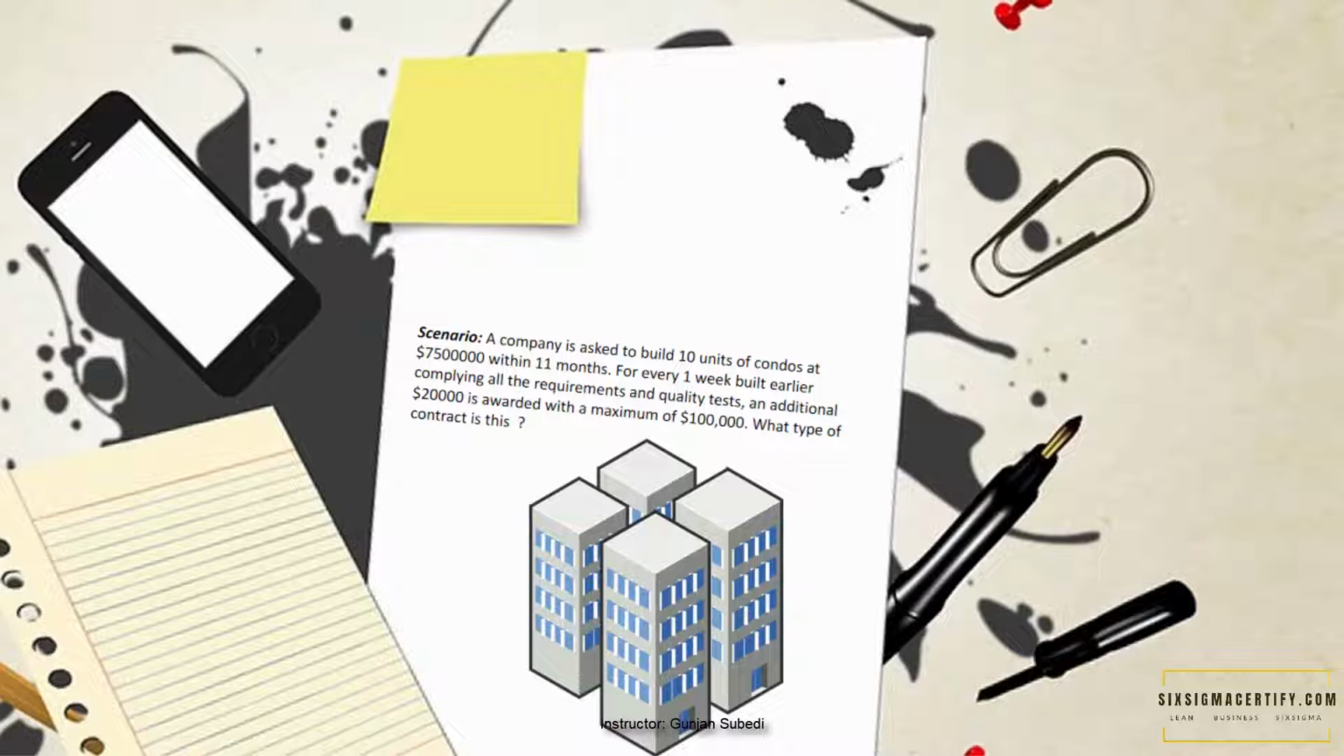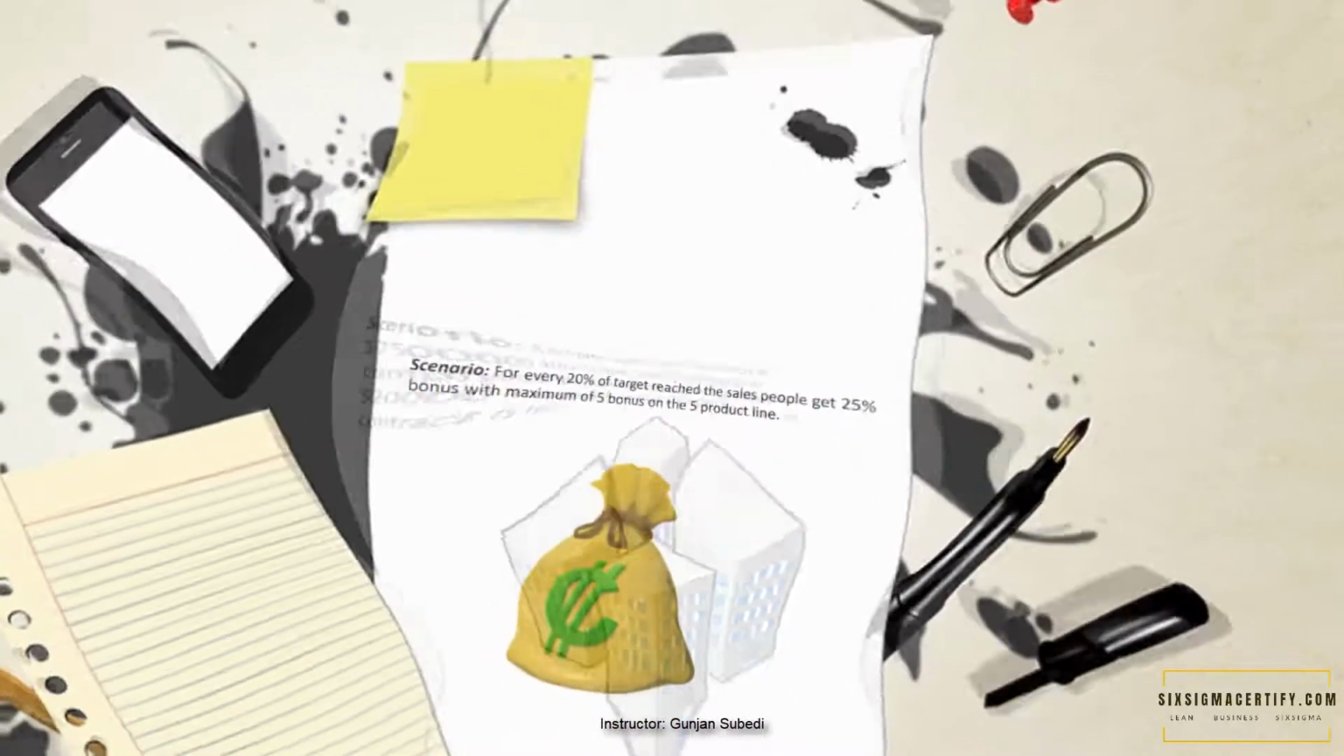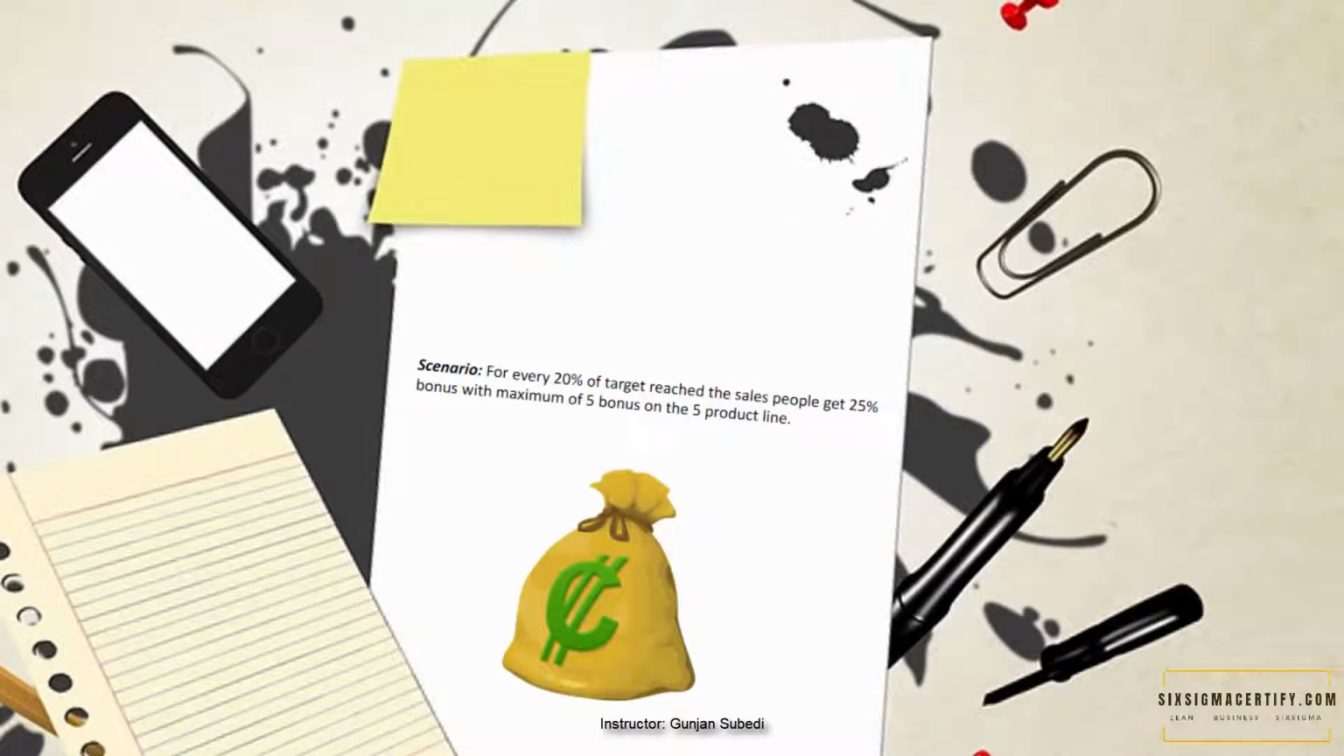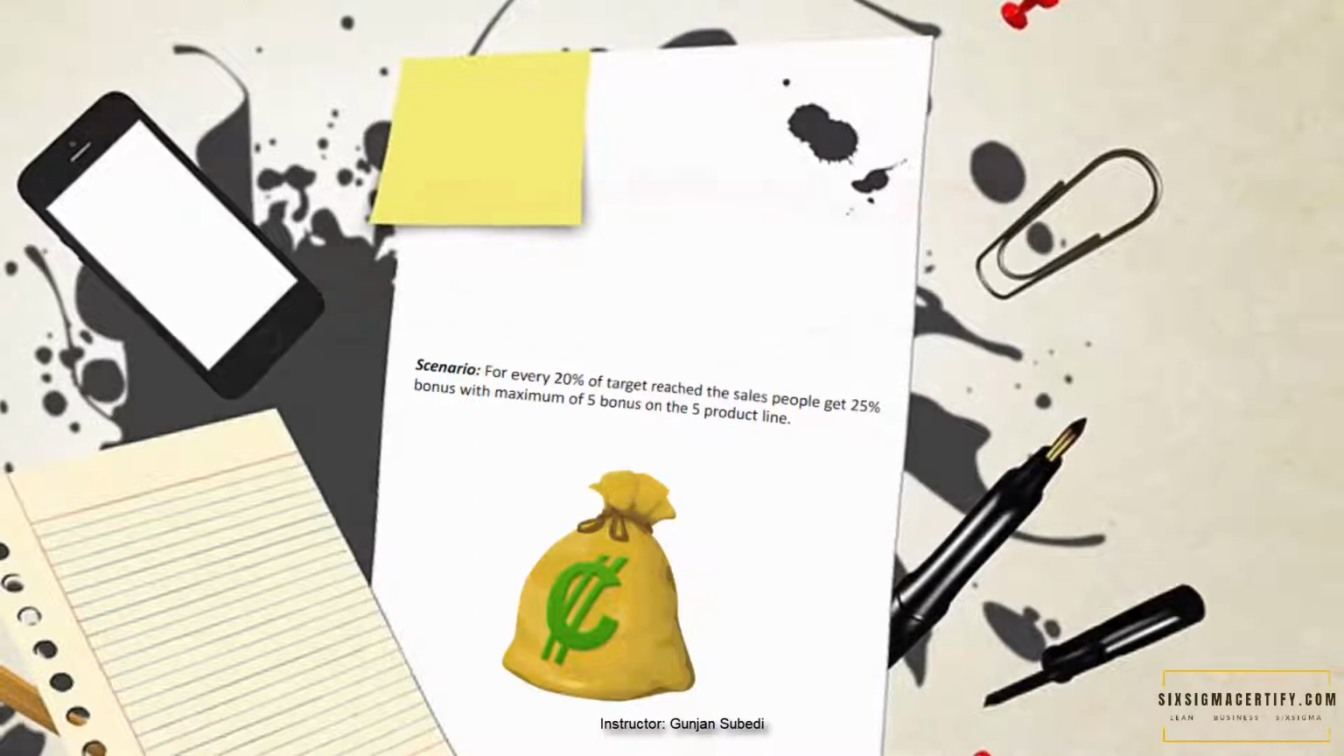There could be other variations to this type of contract. Take an example. For every 20% of the target reached, the salespeople get a 25% bonus, with a maximum of 5 bonuses on the 5 product lines. So here, the award given to the seller is dependent on the target reached or the performance of the seller.